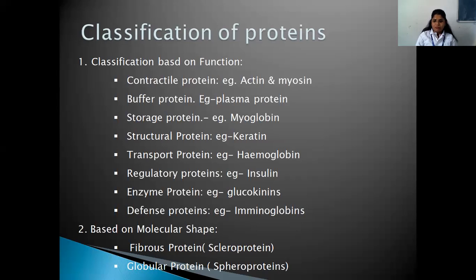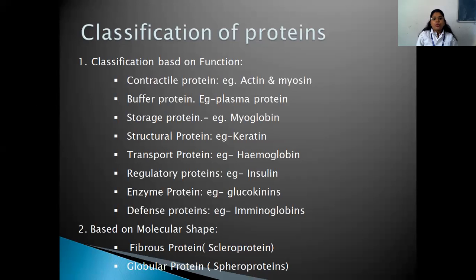Then second is the buffer protein. Buffer we already know, which is responsible for maintaining the pH of the cell. So buffer protein will maintain the pH. And an example for this is the plasma protein, and we already discussed that plasma is present in the blood.